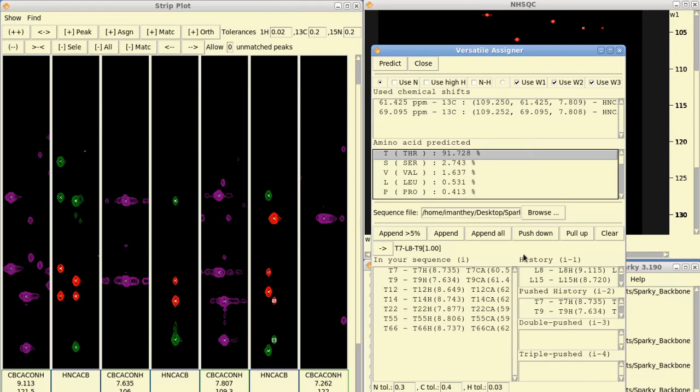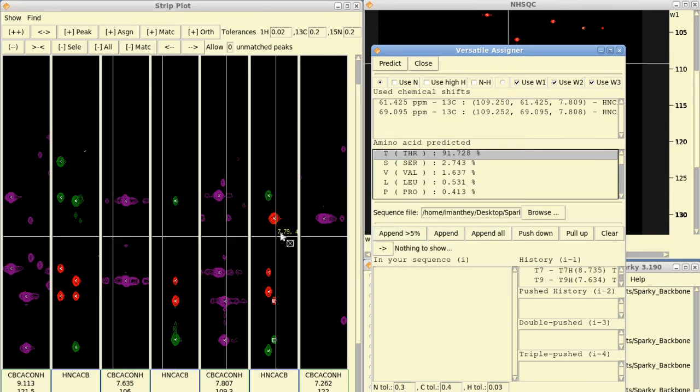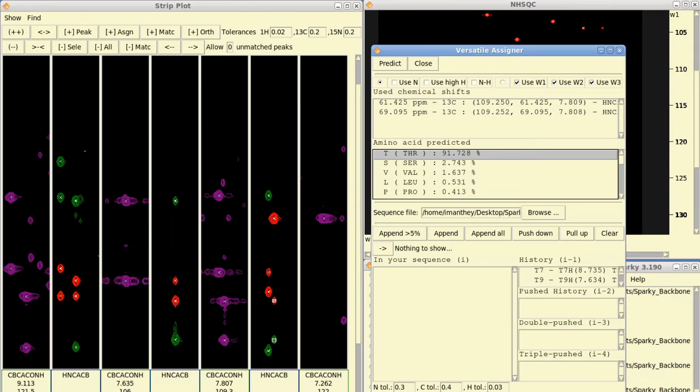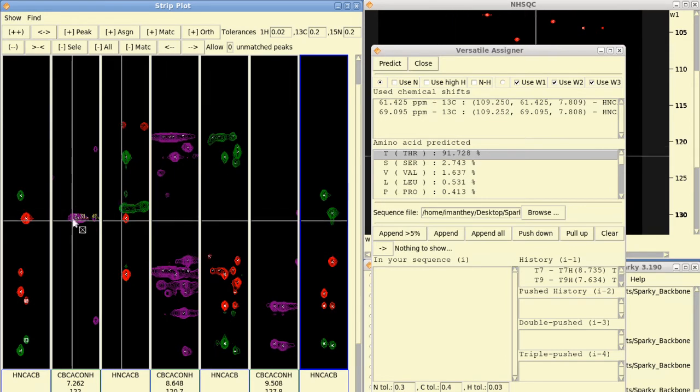So what we're going to do is we're going to double validate. And the way we're going to do this is we're going to clear all of this out. And this same residue that we just used in the first validation, we're going to go ahead and append that. We're going to start a new one with this as our starting residue. So let's just move the strip plots over here. We will continue on with this pattern.